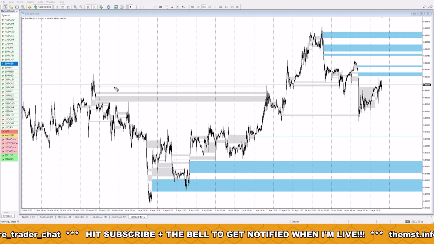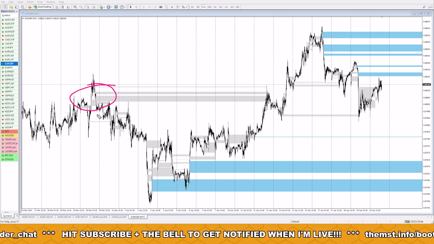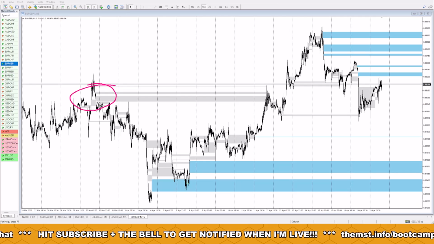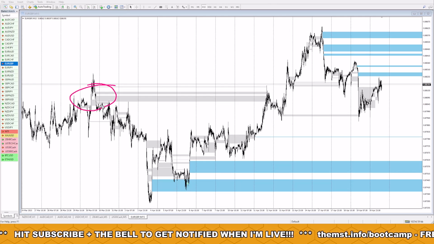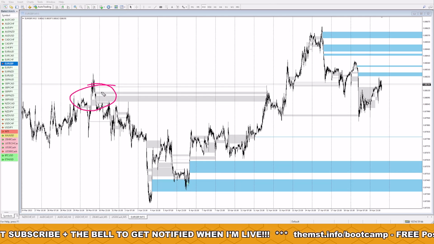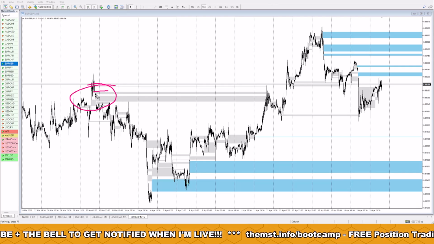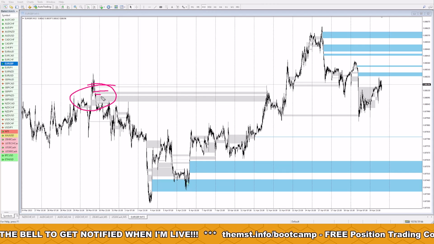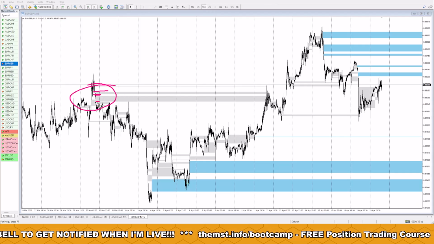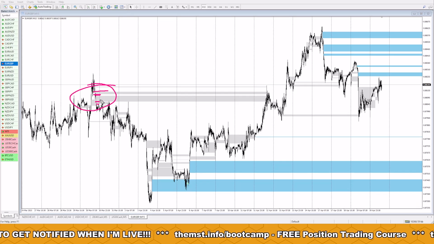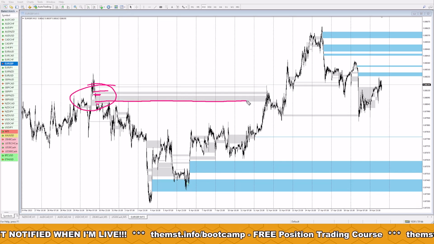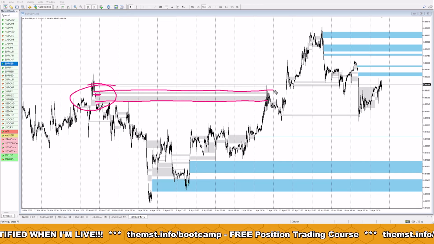So the grey ones are the old propulsion gaps where price has made the gap and then it's traded back and completely filled the area that it had previously gone to. As you can see in this case here, we had a propulsion gap formed there, another one formed there, another one formed there. Basically those are left in place until price comes back and trades into that area.